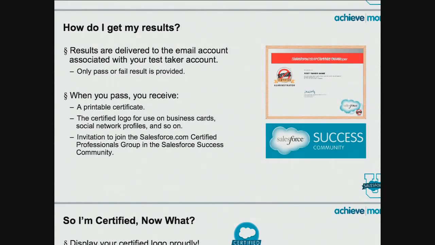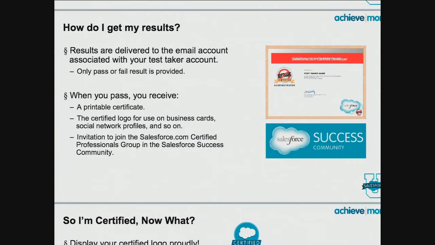Tweet about it. Join the Salesforce Certified Professionals group. This is now a group in the success community. It's been migrated over from LinkedIn. There used to be a LinkedIn group for certified professionals, and only certified professionals are invited in. Join that group. Join user groups. If you're already in user groups, let them know you're certified now. Really, shout it out to the world, because you deserve it. It's a hard thing to attain, and you deserve it.